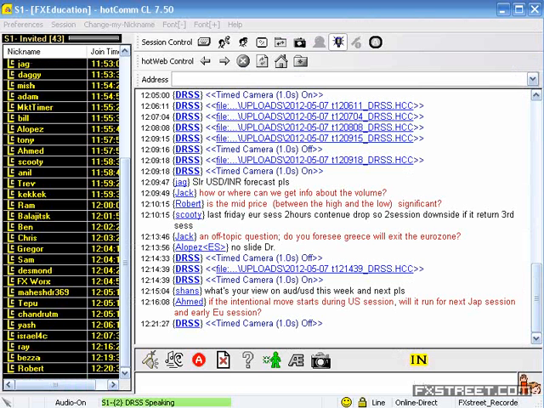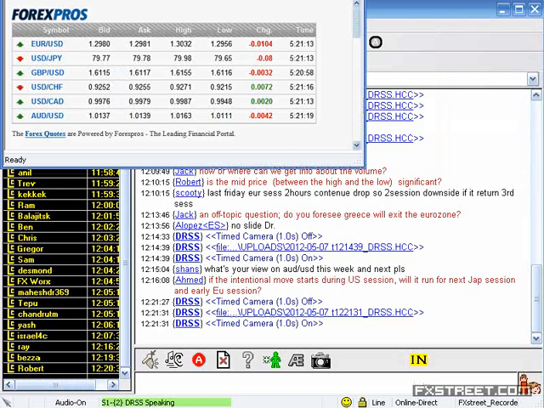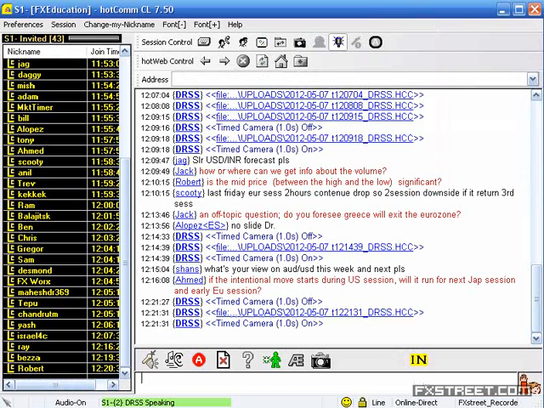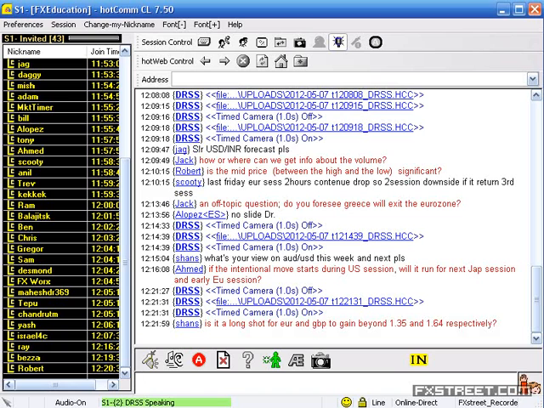Let me minimize the PowerPoint presentation and just focus the camera over that of the live market code page and try to answer the questions we are asked here. So there is a question from Balaji, I think.